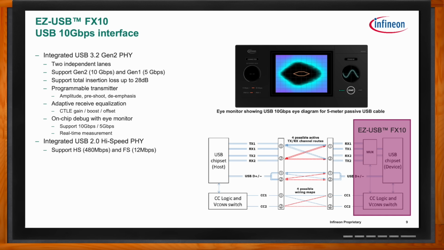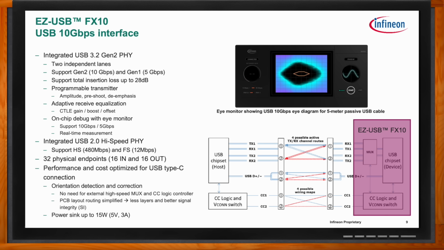They support legacy USB 2 speed as well as all the 32 physical endpoints available from the spec. So you don't need an external mux to support Type-C lane switching, and you also don't need external CC logic to detect which side is connected to your device. To make PCB layout simpler, the differential signals can also change polarity, which makes routing through the PCB much simpler.